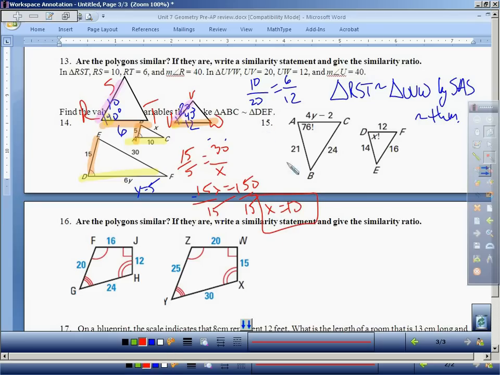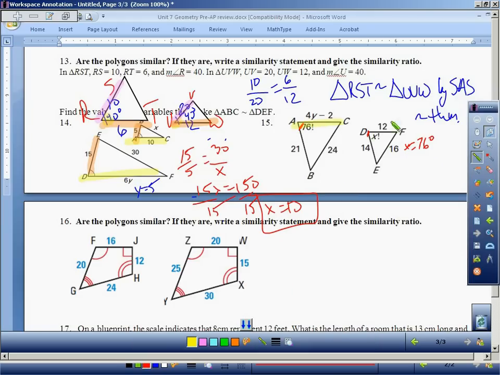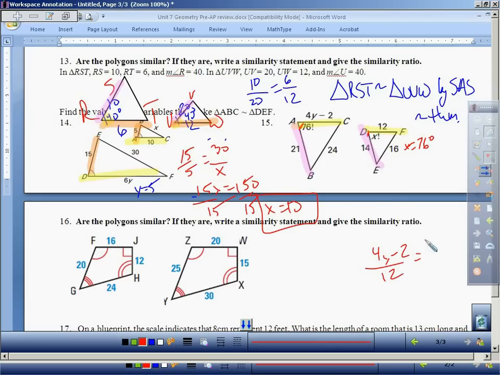Okay, over to number 15. Well, if these are oriented in the same position, I see here that x equals 76 degrees because corresponding angles in similar figures are congruent, and corresponding side lengths are proportional. Then I set up a proportion comparing these corresponding parts, and I can say 4y minus 2 is to 12 as 21 is to 14. Then I cross multiply and solve.